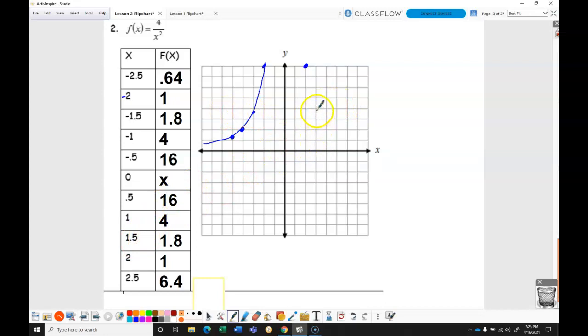1.5 and 1.8. 2 and 1 and 2.5 and 0.64. I always thought this one looked like a volcano. Okay, so again, we have two branches. We have asymptotes.